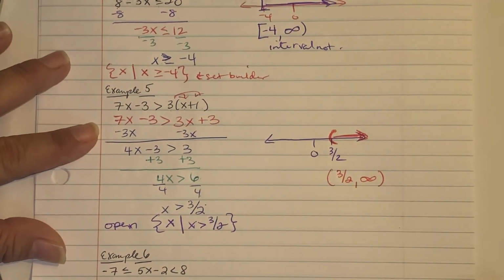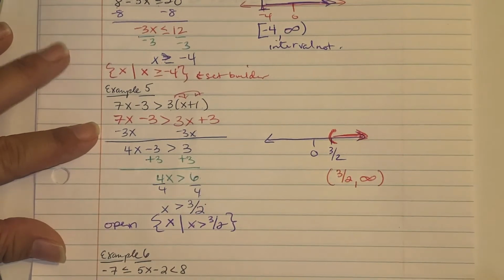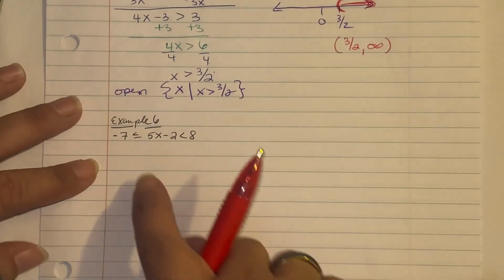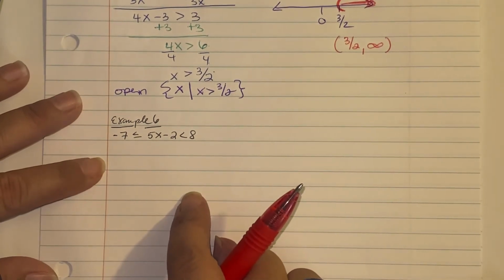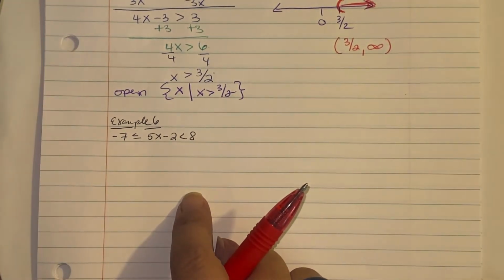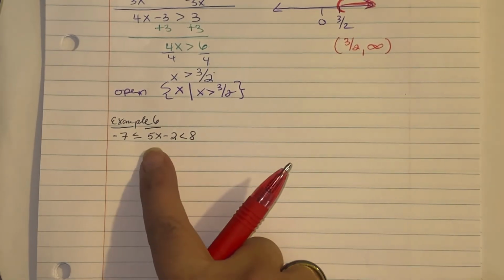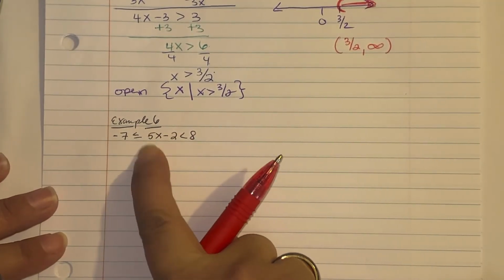In example 6, this is known as a combination inequality, which means think of an airplane. The inside is considered the middle of the plane. The left and right are considered the wings of a plane.